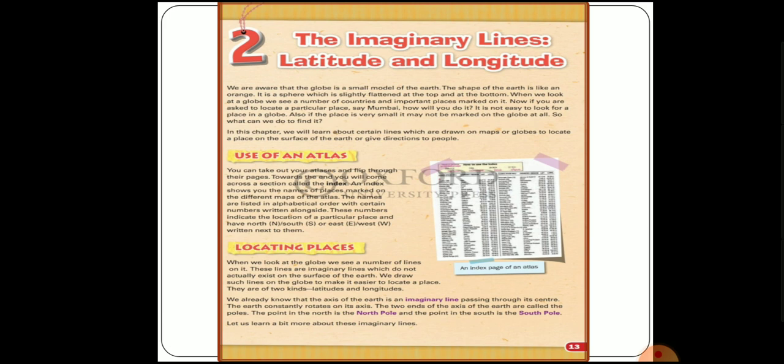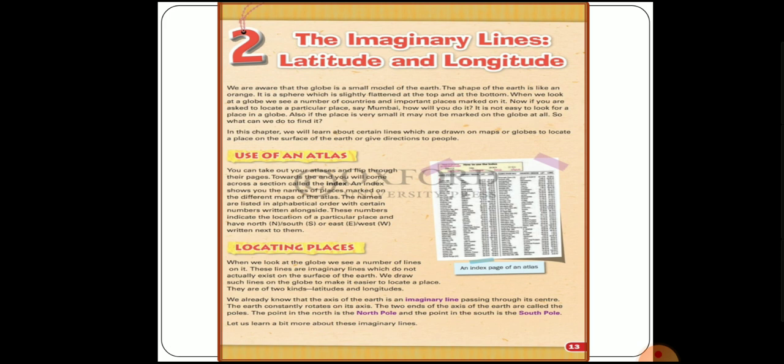Locating places. When we look at the globe, we see a number of lines on it. These lines are imaginary lines which do not actually exist on the surface of the earth. So, as I told you, there are some imaginary lines drawn on the globe, but they are not actually drawn on the earth. We draw such lines on the globe to make it easier to locate a place. So, these lines are drawn to locate a place. They are of two kinds, latitudes and longitudes.